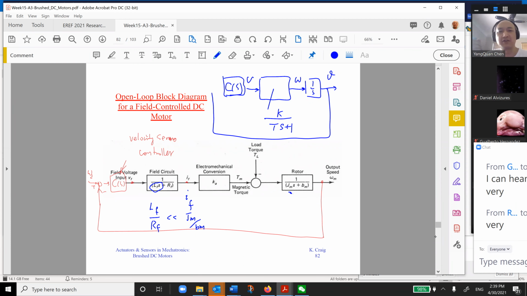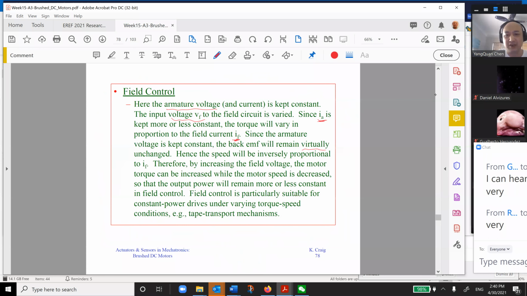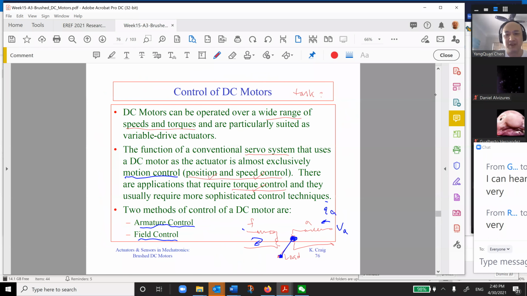So you do a feedback control like this. You can see what was missing. This one is actually ignored as a constant. This constant can be lumped into the C as a gain. It's called lumped together. So that's a field control motor. Again, there are two ways to do the speed control. One is to change the VA. One is to change the RF.